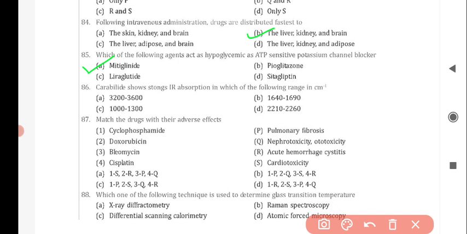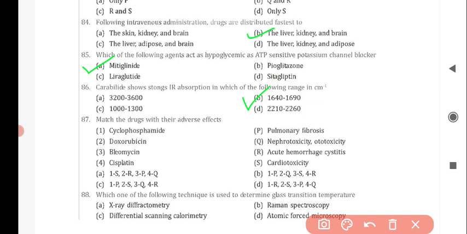Next question is, carboxylic acid shows strong IR absorption in which of the following ranges in centimeter inverse? And the correct answer is option B, 1640 to 1690 centimeter inverse.